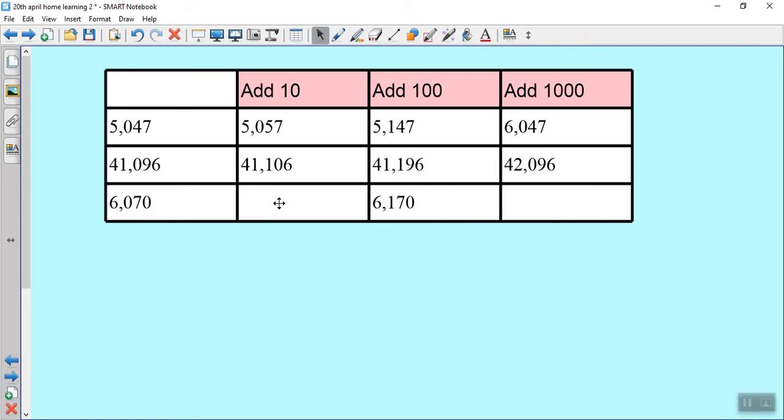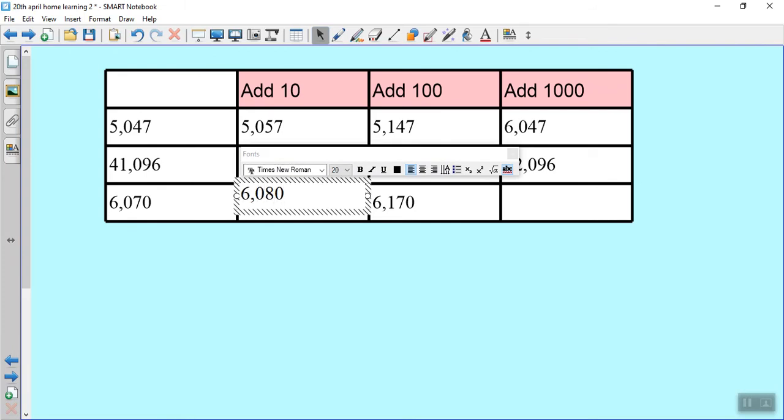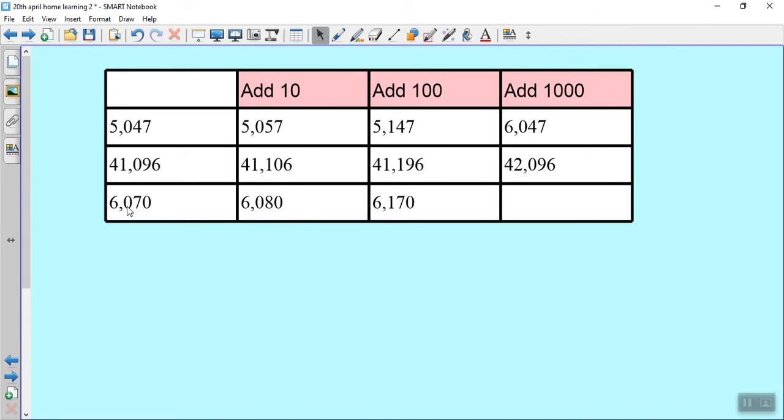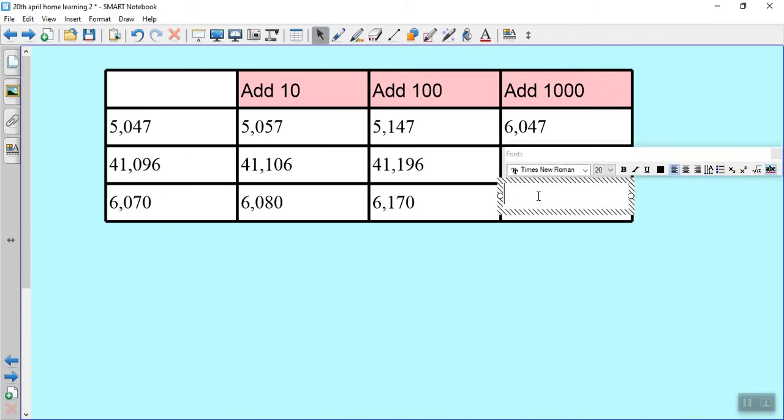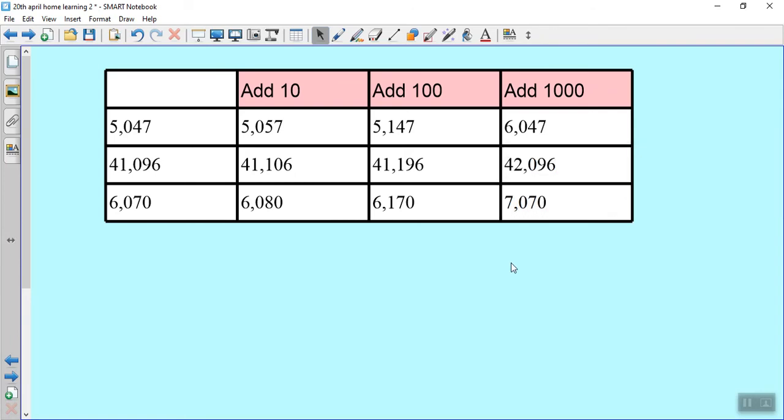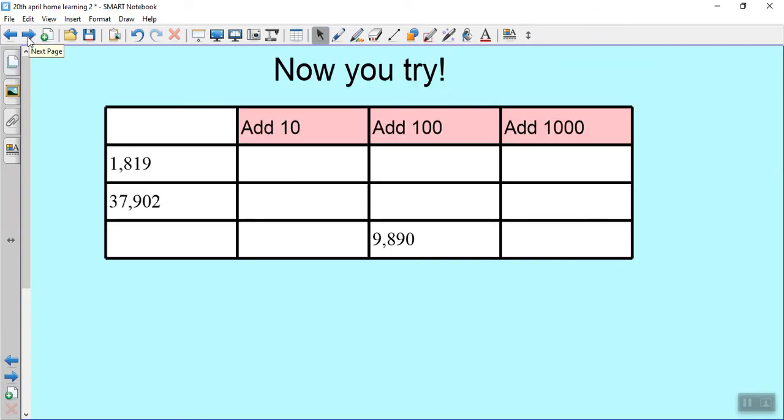So I've checked it and I know that I'm right. 6,070 add 10. Add 1 to the tens column, 6,080. And add 1,000, add 1 to the thousands column, it will be 7,070. Well done if you got those right. Okay, moving on, very similar.